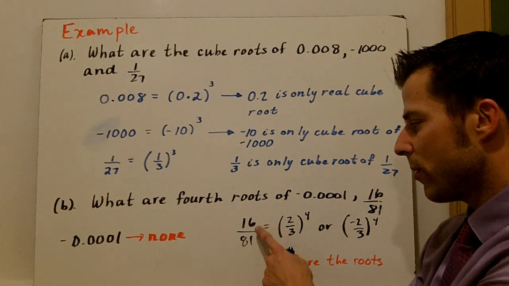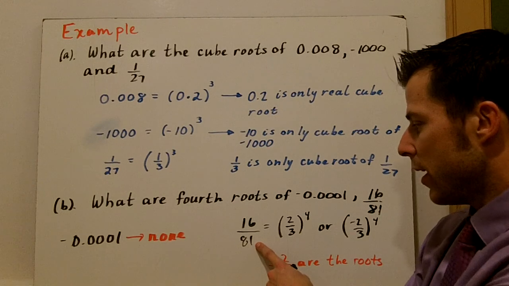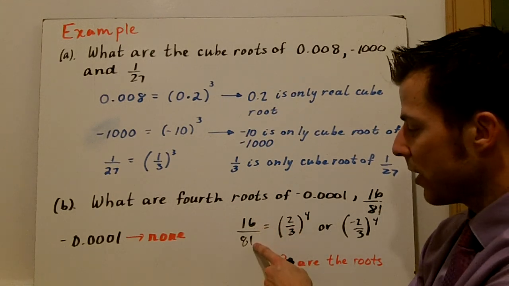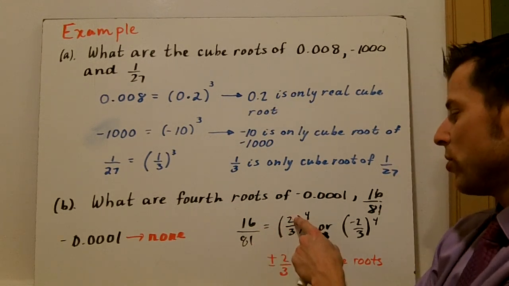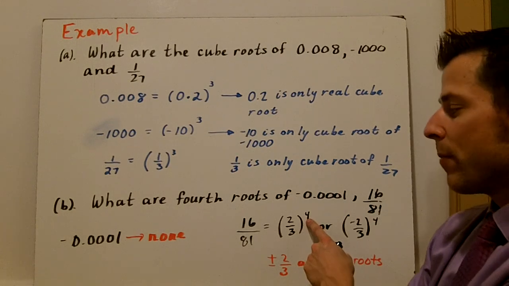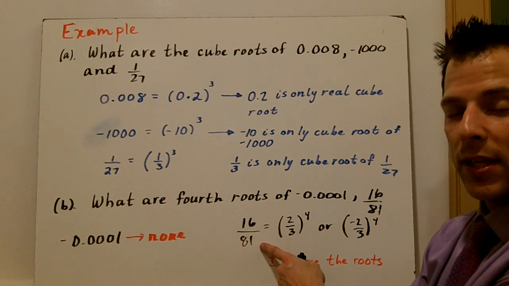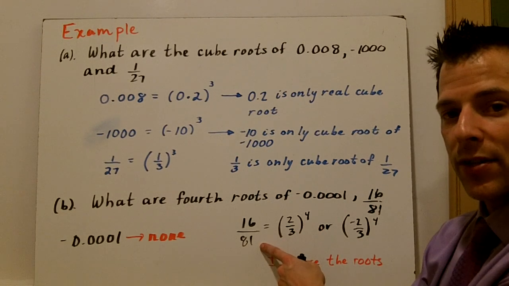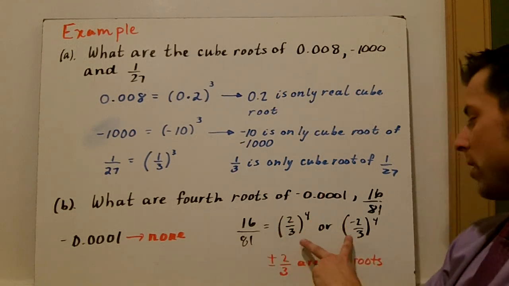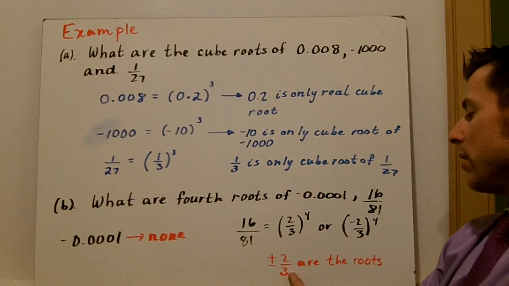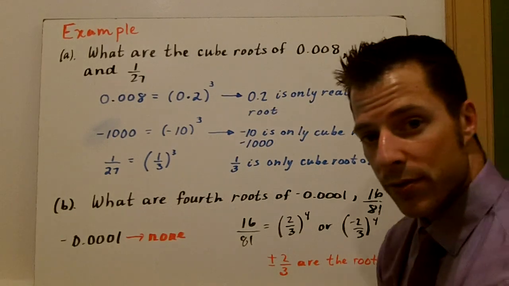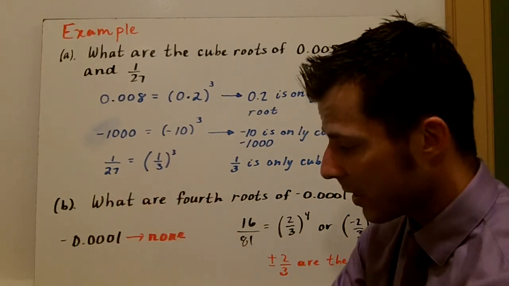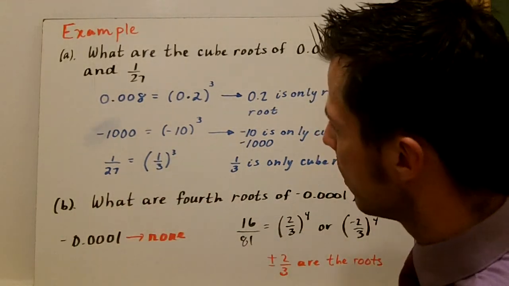16 over 81, these are both actually perfect fourth powers. 2 to the 4th is 16 and 3 to the 4th is 81. So 2/3 to the 4th power works. But remember, this is a positive number and an even index. So that means there's a plus and minus. And there they are, plus and minus 2/3. Those are the roots. And this example just goes back and reiterates that last slide.